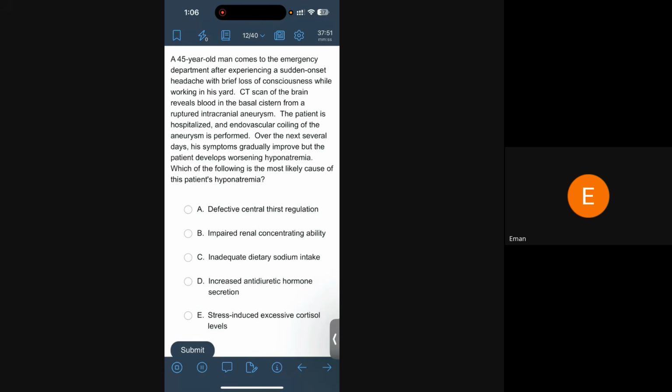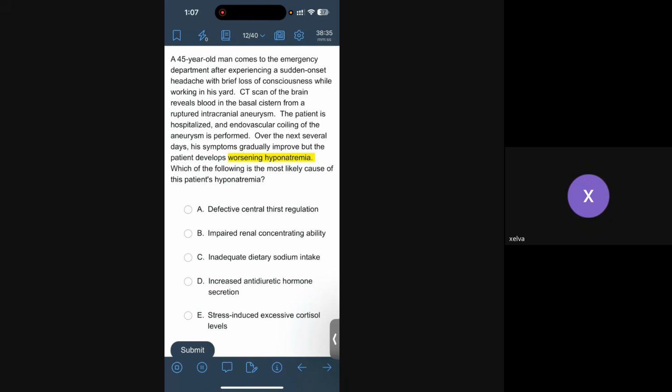45-year-old man, sudden onset headache with a brief loss of consciousness while working in his yard. CT scan of the brain reveals basal subarachnoid hemorrhage from a ruptured intracranial aneurysm. He is hospitalized, and endovascular coiling of the aneurysm is performed. His symptoms gradually improve, but the patient develops worsening hyponatremia. Which of the following is the most likely cause of the patient's hyponatremia?